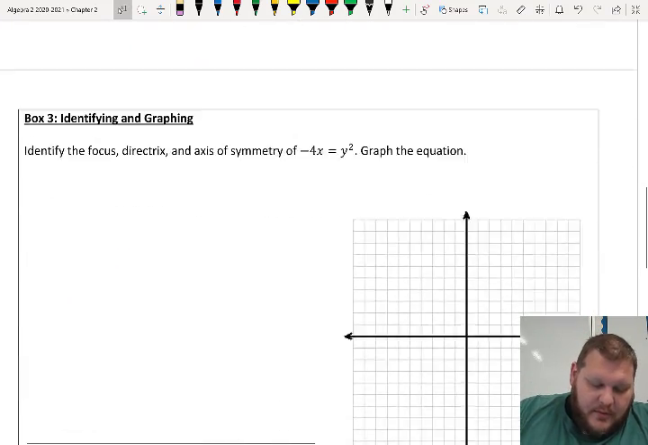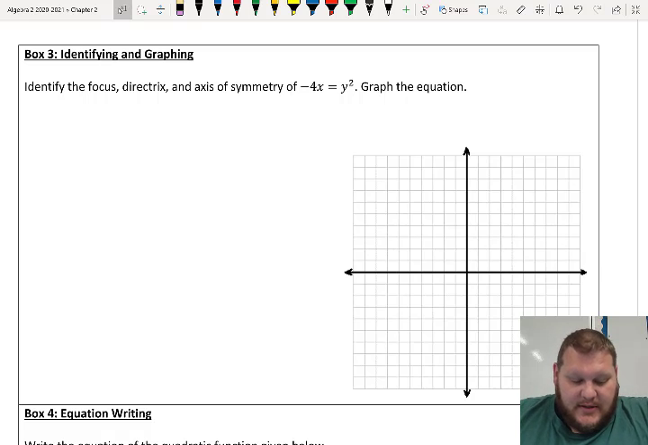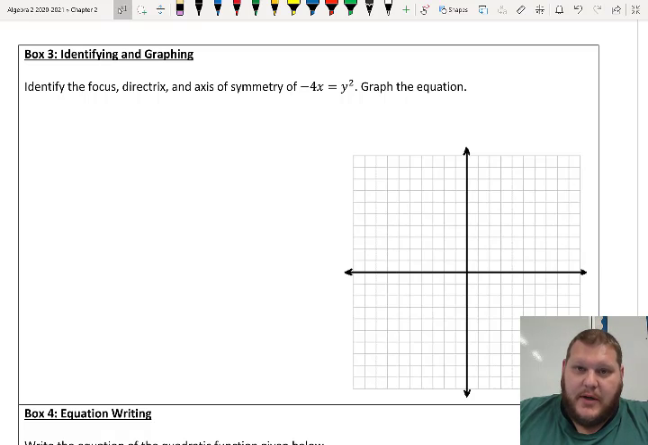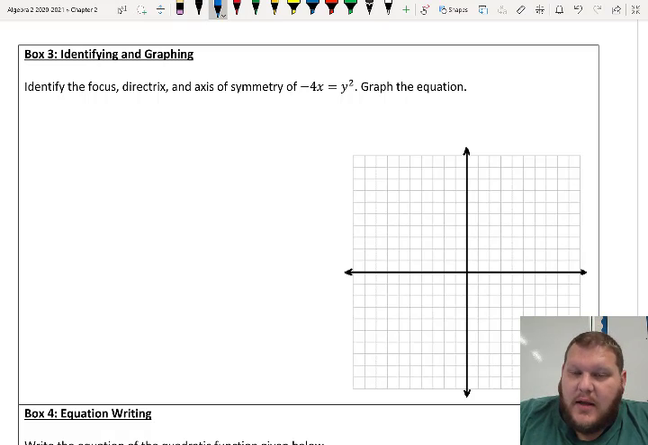Because as we go through boxes 3 and 4, we're going to be applying these ideas. So for box 3, we're identifying and graphing. They just want us to identify the focus, directrix, and AOS of negative 4x equals y squared, and then graph the equation. In order to do these things, I need to have my equation in the format I'm used to, which is either x equals something y squared or y equals something x squared.